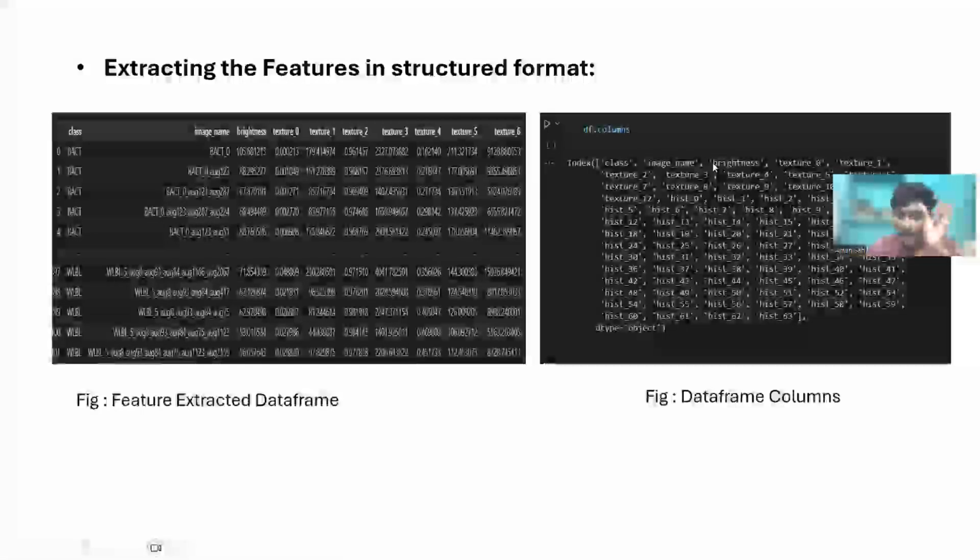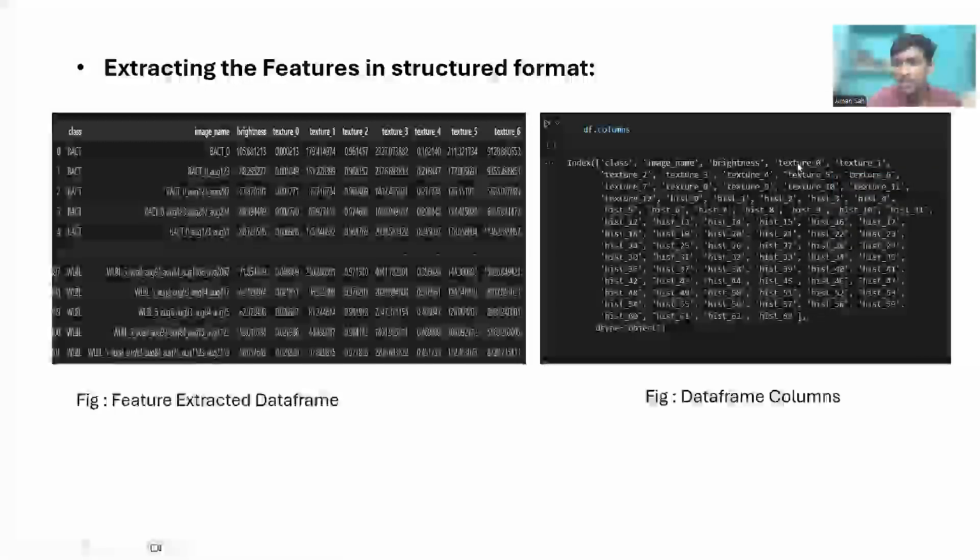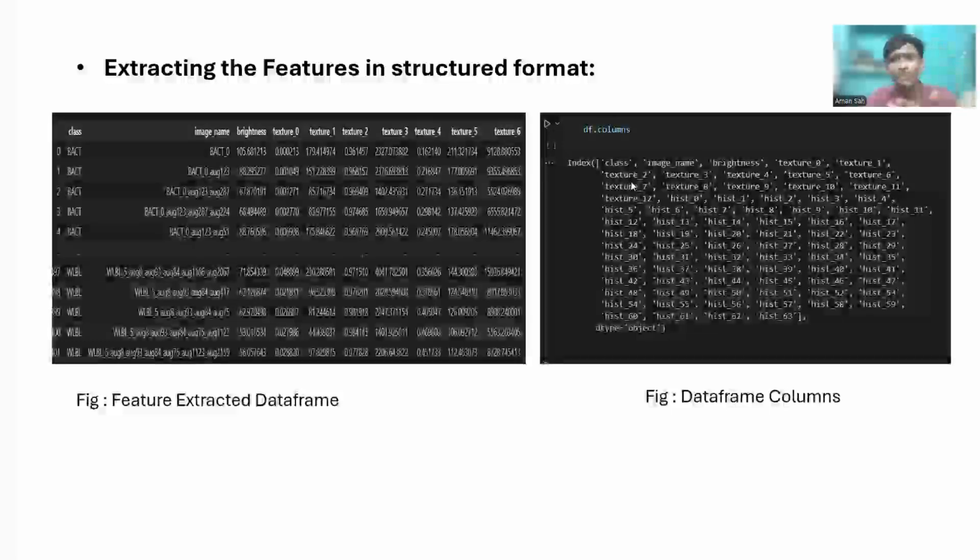It has the mean brightness as its first column, then texture features, texture 0, texture 1 to texture 13, and 64 histograms, from histogram 0 to histogram 63. So in total it has 80 feature columns, or you can say 80 feature dimensions, based on which it can classify. But out of all these columns, only 78 are required, since class is the target value and image name is irrelevant. We will drop these when we proceed further.